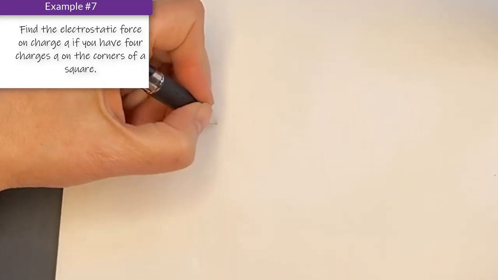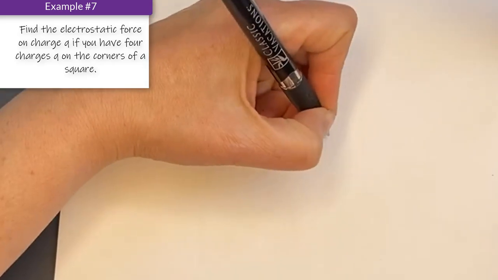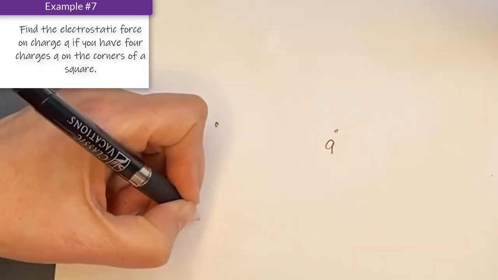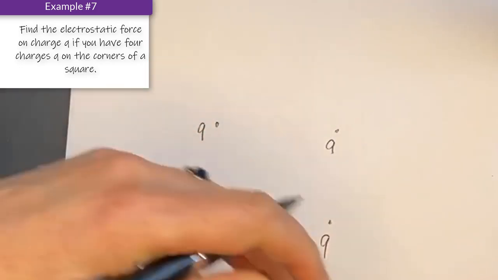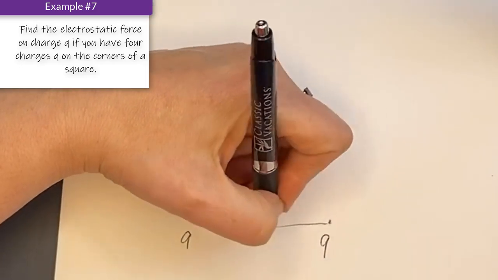Here's an example. Imagine you have four charges, Q, Q, Q, Q in a square of distance A.